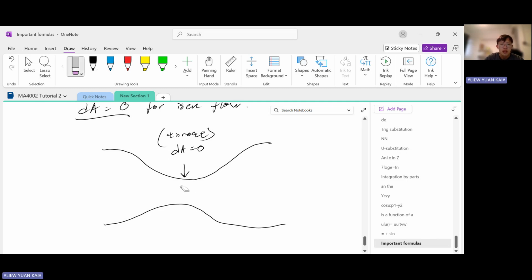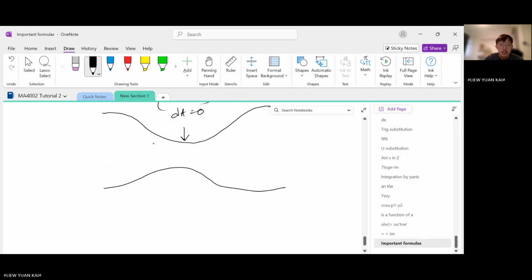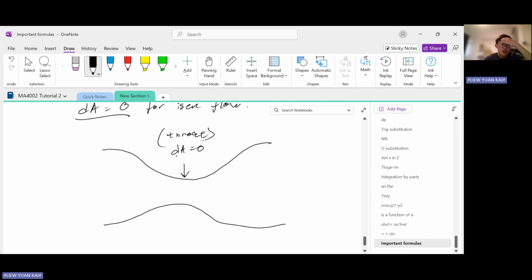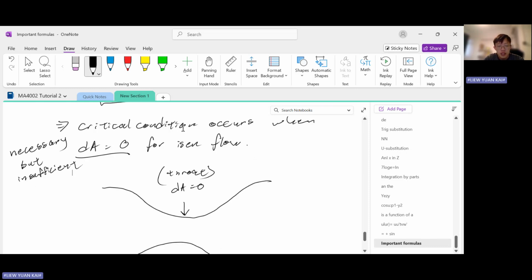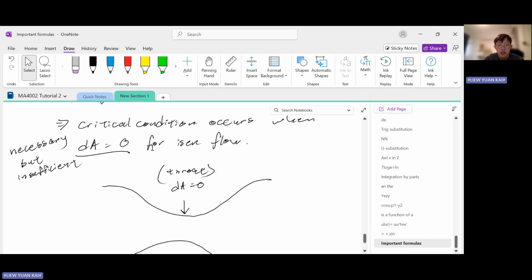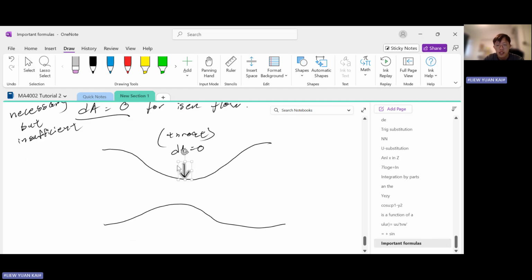The only place where the critical condition occurs is at this point, the stationary point of area, otherwise known as the throat. However, this is a necessary but insufficient condition. What does that mean? Necessary means in order for critical condition to occur, it needs to be occurring at the throat. However, just because you're at the throat, it doesn't mean it's always critical condition.